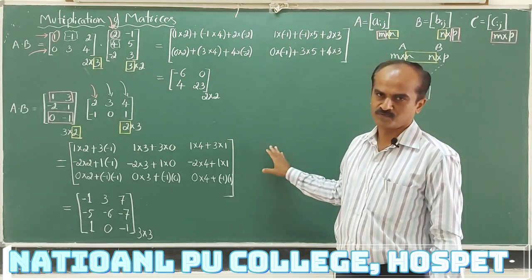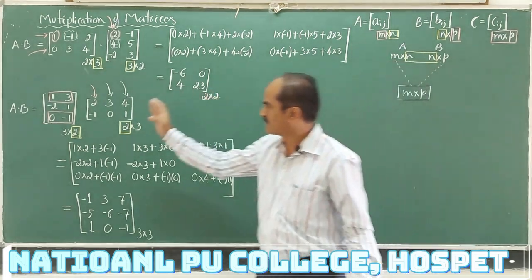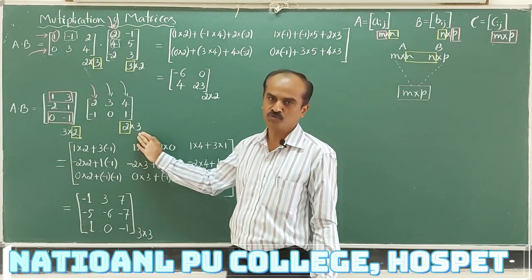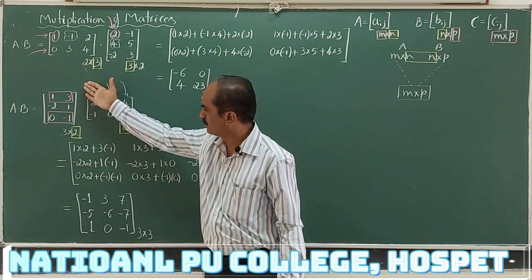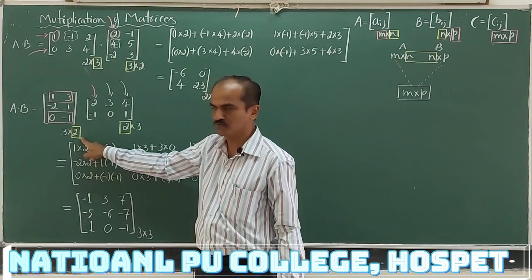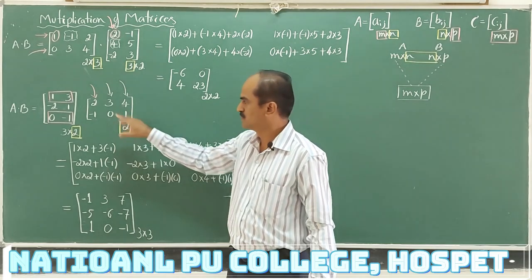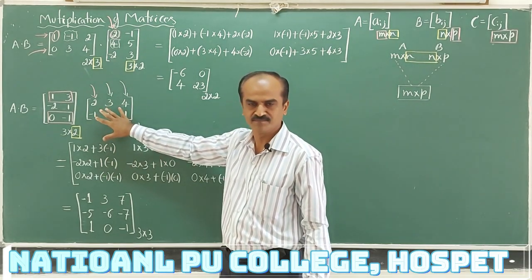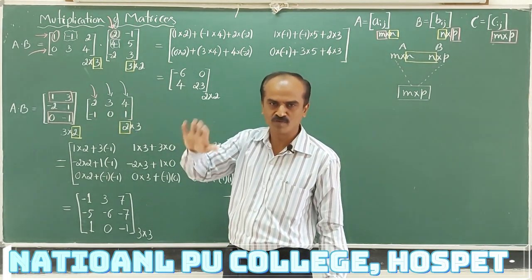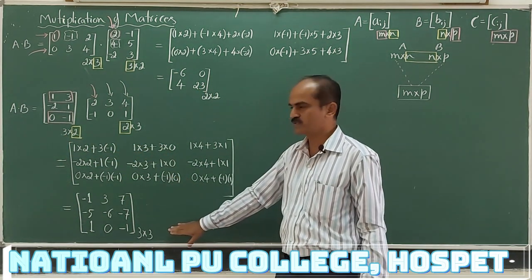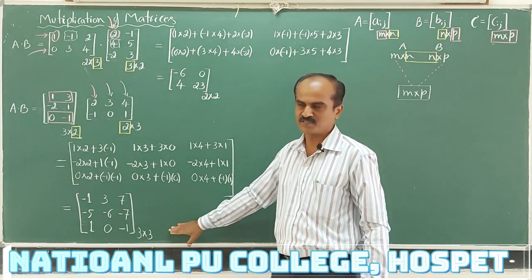I hope you followed this. First matrix of order 3 by 2. Second matrix of order 2 by 3. Number of columns of first matrix 2. Number of rows of second matrix 2. So multiplication is defined. Their product gives us one more matrix of order 3 by 3: 3 rows, 3 columns. What is the procedure?